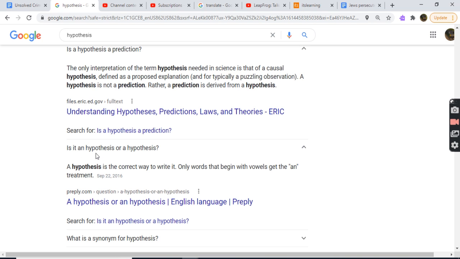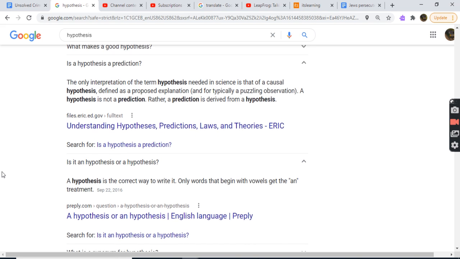Is it "an hypothesis" or "a hypothesis"? Look at these words. They both sound the same, right? "A hypothesis" is the correct way to write it. Only words that begin with vowels get the N treatment.